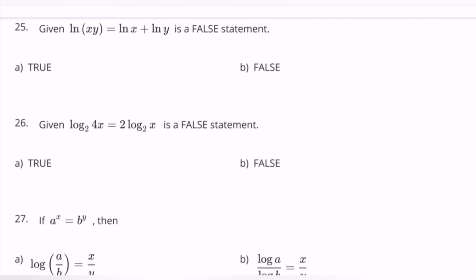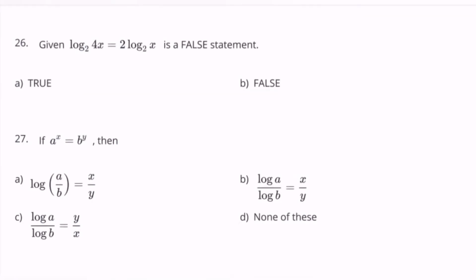By referring to question 25, given the situation where we have ln xy, referring to the logarithmic addition identity, we will have ln x plus ln y. So they mentioned that it is a false statement. So for this question, the answer for 25 will be the false answer.